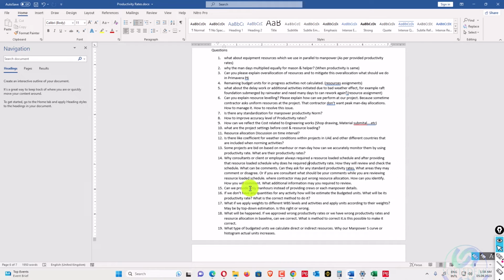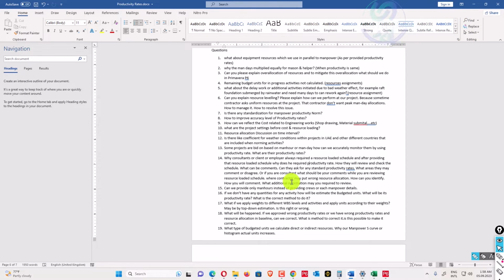So there may be a lot of comments like that one. Can they ask for any standard productivity rates? They may ask what productivity rate has been used, because if they don't want to consume too much time, they will ask which standard productivity rate you have used. Maybe they want to check that this guy may be assuming something, so which standard productivity rate is he using? This bank of productivity rates, which I have already shared, is the most commonly used anywhere.